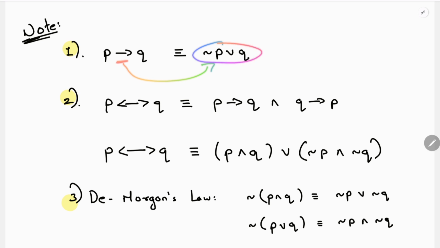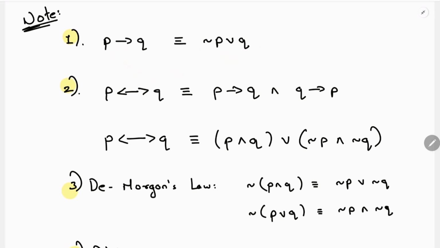Then the second thing: when we have the biconditional sign between variables P and Q and we want to remove it, there are two methods. First, we can use P implies Q and Q implies P. So we can do this by this form or by this form.